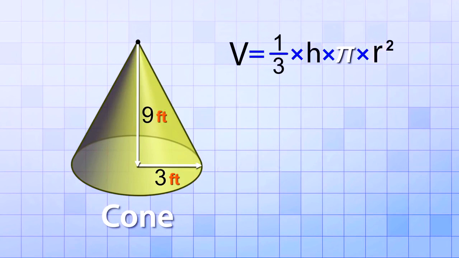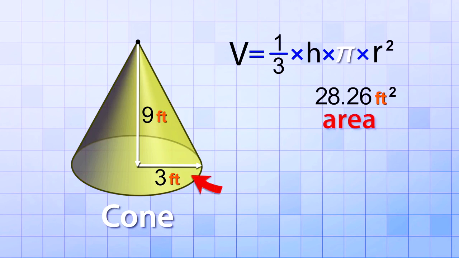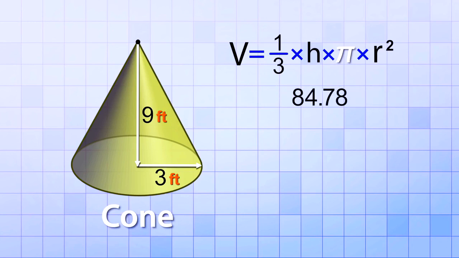So first, let's plug that radius into our equation and square it. 3 feet times 3 feet is 9 feet squared. Next, we multiply that by pi, again using 3.14, and we get 28.26 feet squared. You may notice that that's just the area of the base circle. But now we need to multiply that base area by 1/3 times the height of the cone. 1/3 times 9 feet is 3 feet. And 3 feet times 28.26 square feet gives us 84.78 cubic feet, which is the volume of the cone.